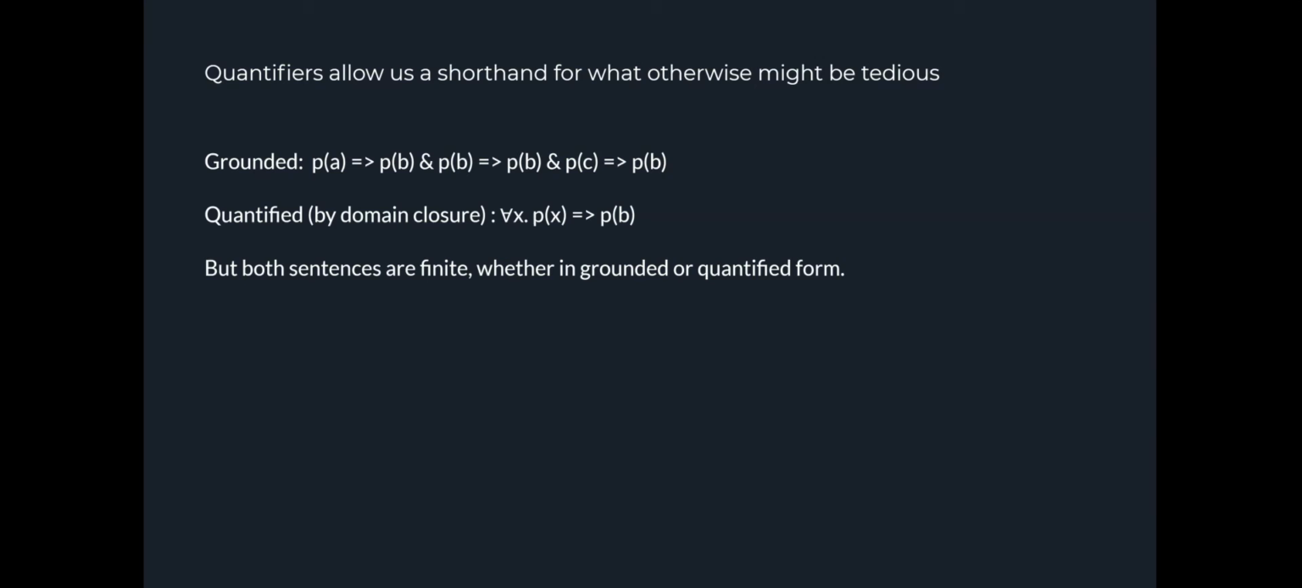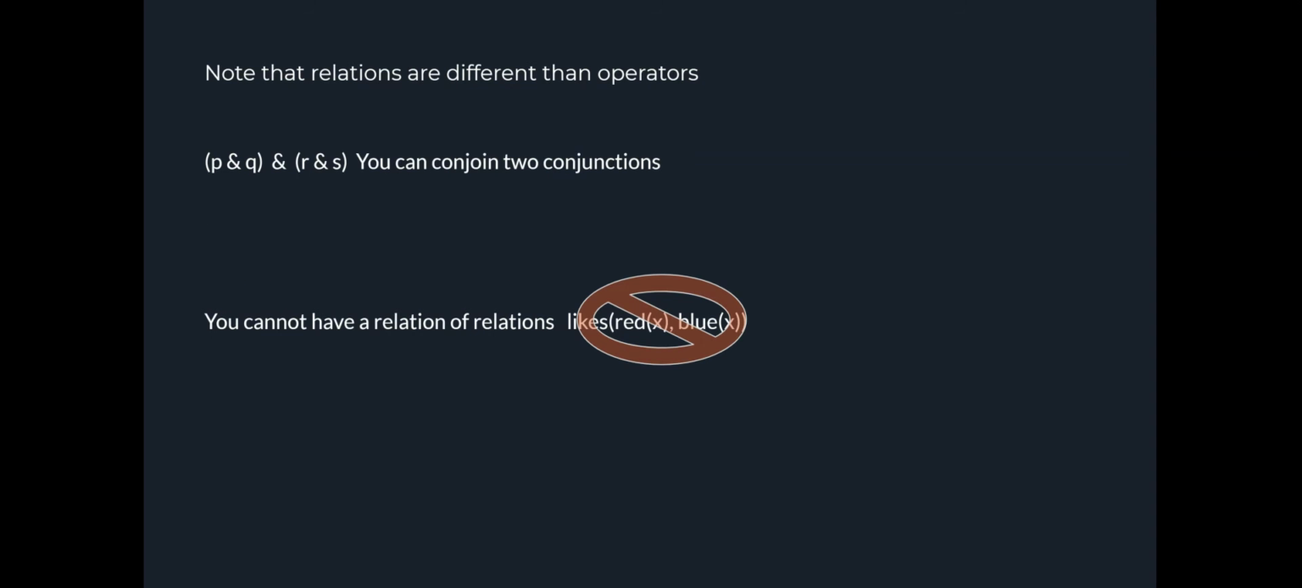Now, we do have quantifiers that allow us to shorten up sentences. So if we wanted to write P of A implies P of B, and P of B implies P of B, and P of C implies P of B, we could just say for all X, P of X implies P of B. But even so, both of these sentences are finite in extent. And that means that although it's more efficient to write things using quantifiers, there's not this transcendent nature to it. And the reason is that relations are different than operators.